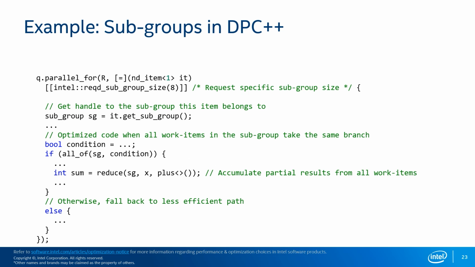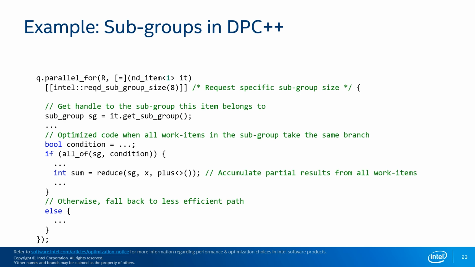Here, we have an example where we are using subgroups to improve the performance of accumulating a value across multiple work items. There are a few things to note in this example. First, an instance of the subgroup class is required to access underlying subgroup functionality. This can be obtained from the ND item.